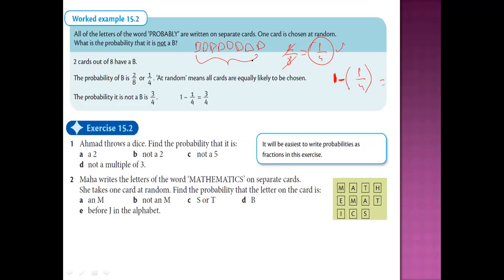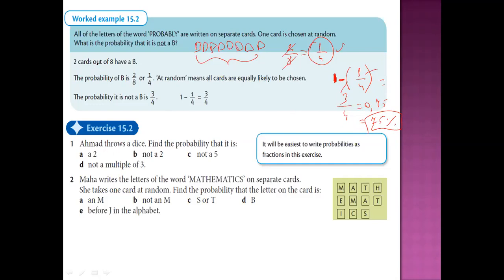Okay, because in the question, what is the probability that it is not a B? Not a B is 1 over 4 because there we have 2 B's. That's why 1 minus 1 over 4, open the brackets, and 4 times 1 is 4, minus 1 is 3 over 4, and 0.75, or in percentage form 75%. It doesn't matter, we just need it in fraction form.